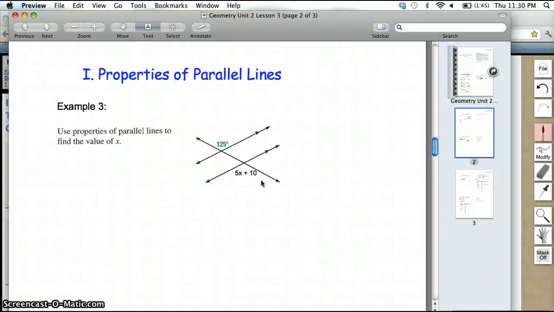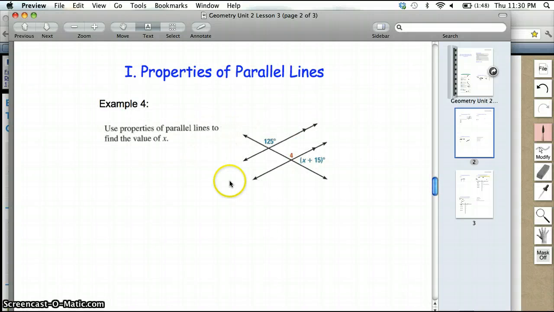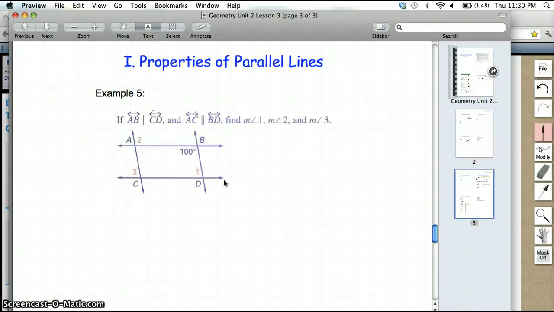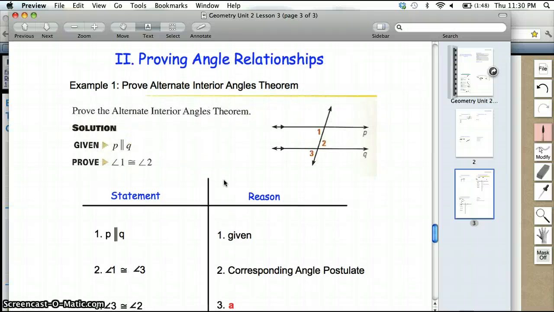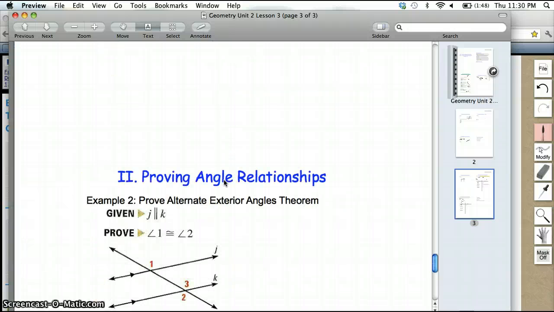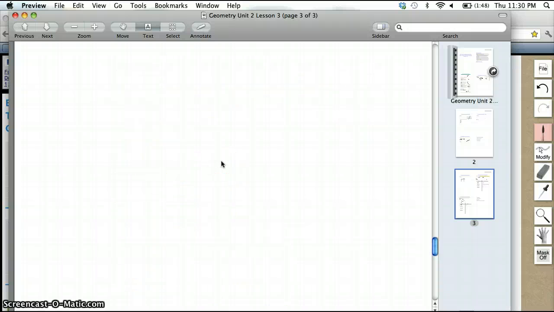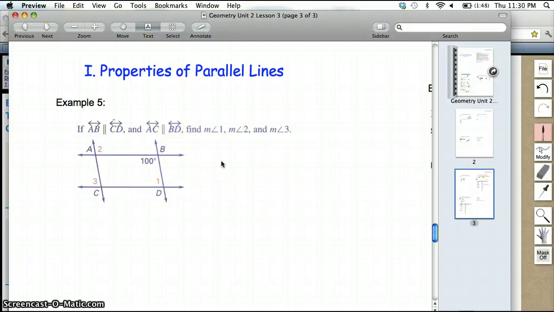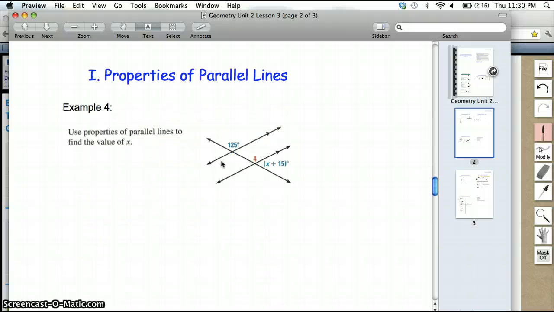Now let's go to example number 4. I'm going to do example number 4 with you, and then I want you at home to do example number 5. You're not going to do the proving angle relationship ones, so you're just going to stop with example number 5.